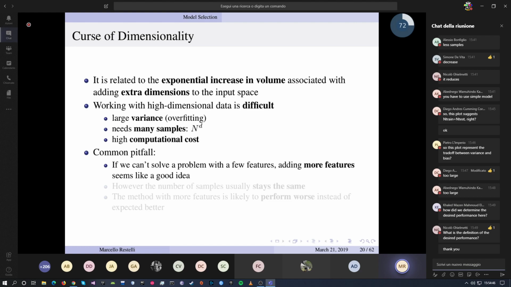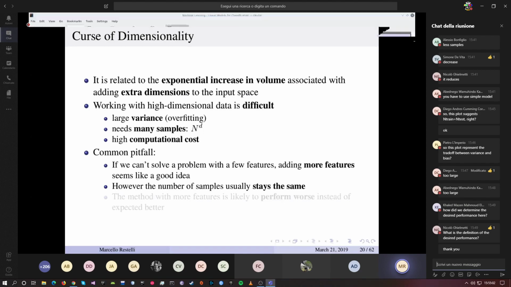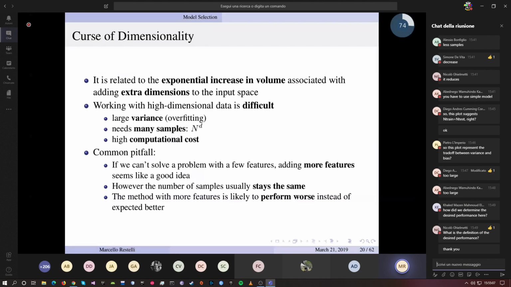So, as we have already said many times, if we have a problem in the sense that we do not have good performance with our model, adding more features seems like a good idea. But in some cases, if you are not able to also increase the number of samples, this will not produce good results. In fact, if you have more features, you can perform worse if you do not have enough samples. I will try to give you an idea of the curse of dimensionality.